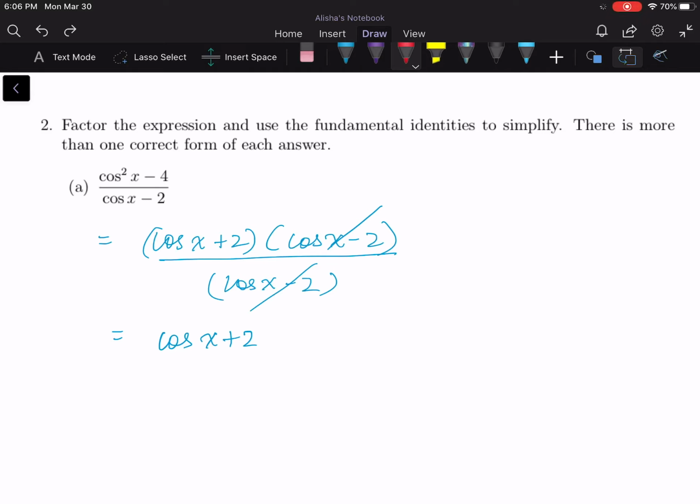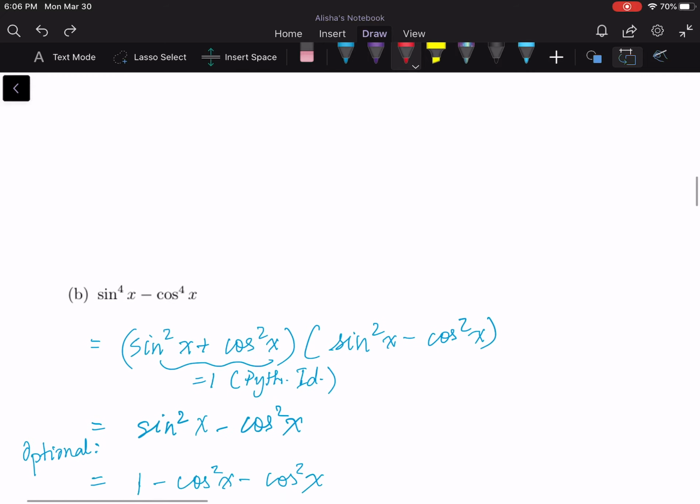Okay, next let's look at question 2 on worksheet 19. And question 2 says, to factor the expression, use fundamental identities to simplify, and that there will likely be more than one correct form of each answer. So let's take a look at question 2b.